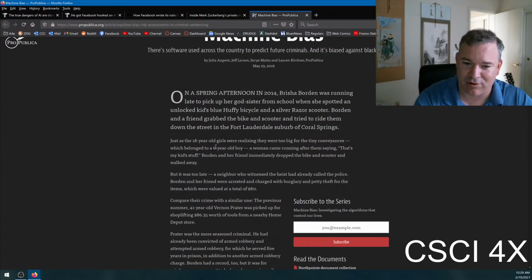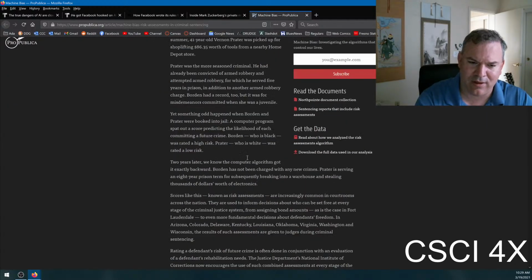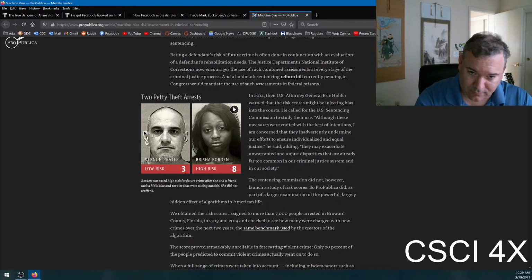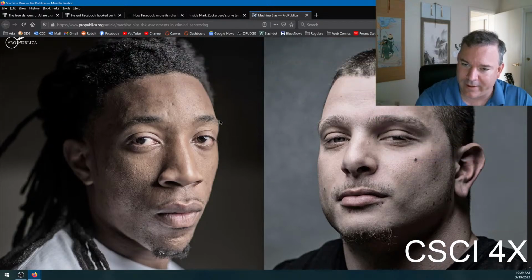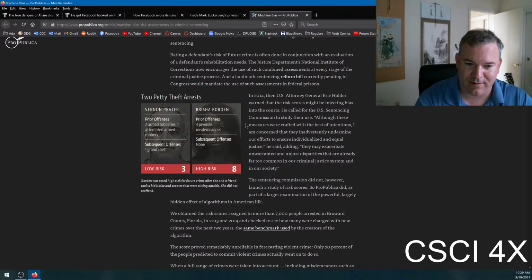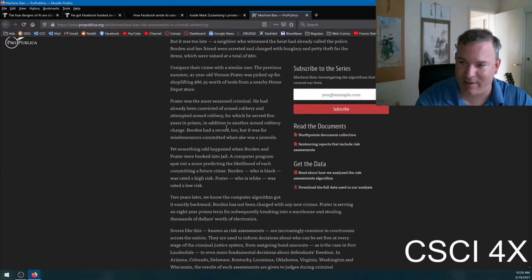Sometimes the bias is unintentional. Probably most of the time it's unintentional. But this article here is about criminal risk assessment. There's a program that nobody has the source code to, except the company that makes it, that is used to assess which of these people is going to be more likely to commit a violent crime in the future, right?